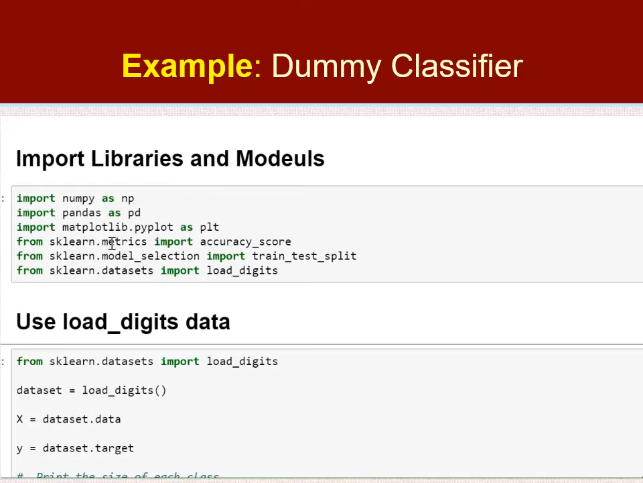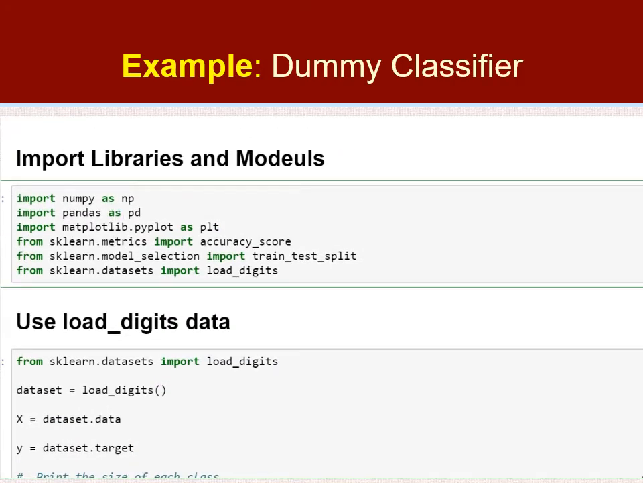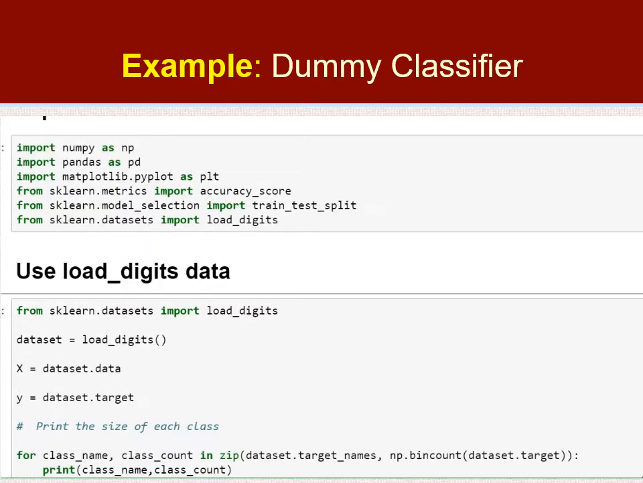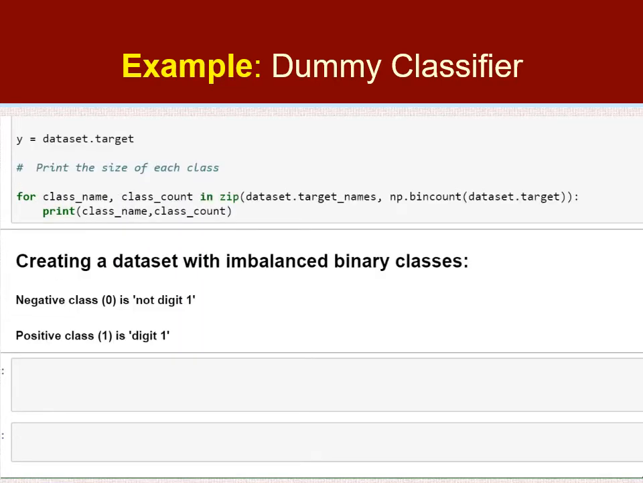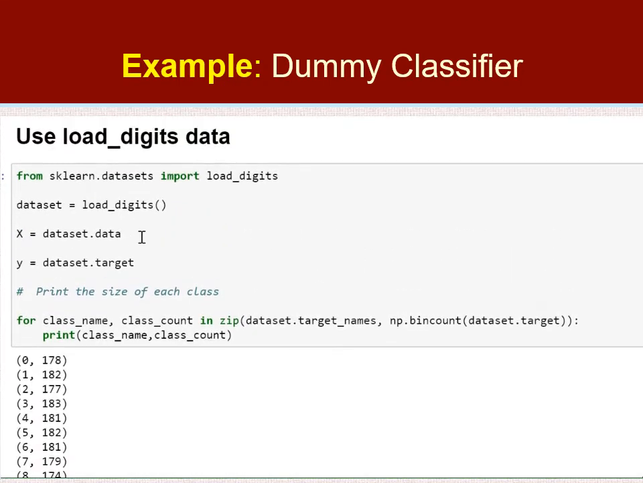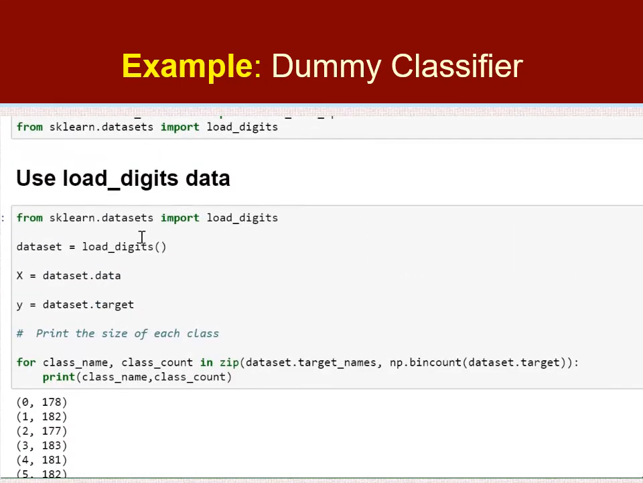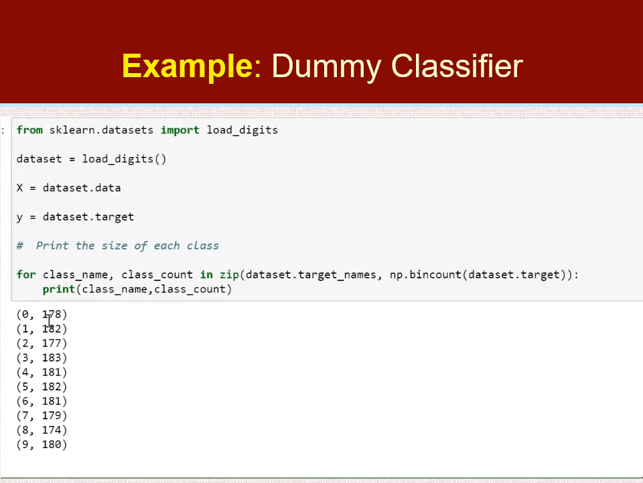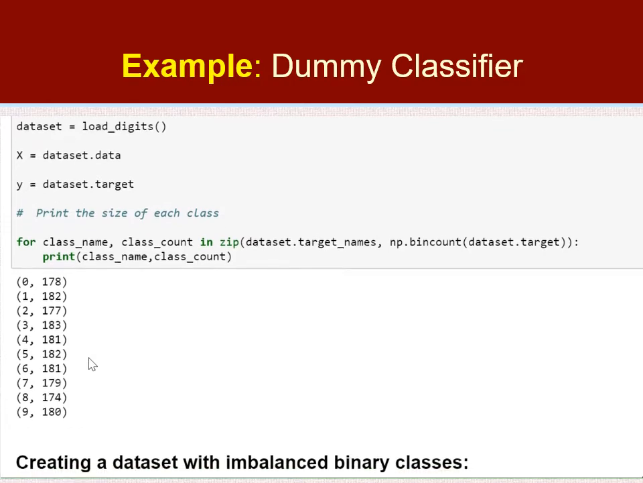So let's actually go ahead and run this. As you see here, we have 178 data from class 0, digit 0, 182 are class 1, 177 are class 2, and so on and so forth.